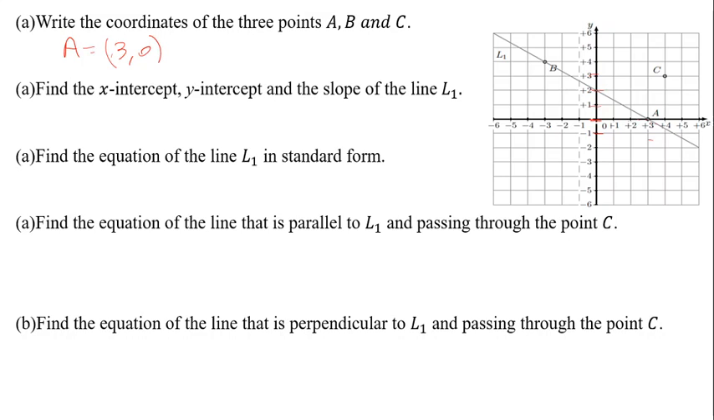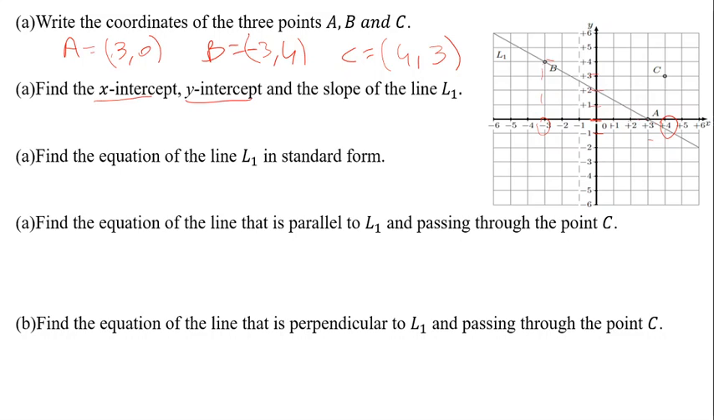3, 0. And when it comes to B, so what's the x-axis? X component minus 3. What is the y component? It's plus 3. And what about C? 4. We always start with the x. So, and plus 3. Okay, find the x-intercept and y-intercept.